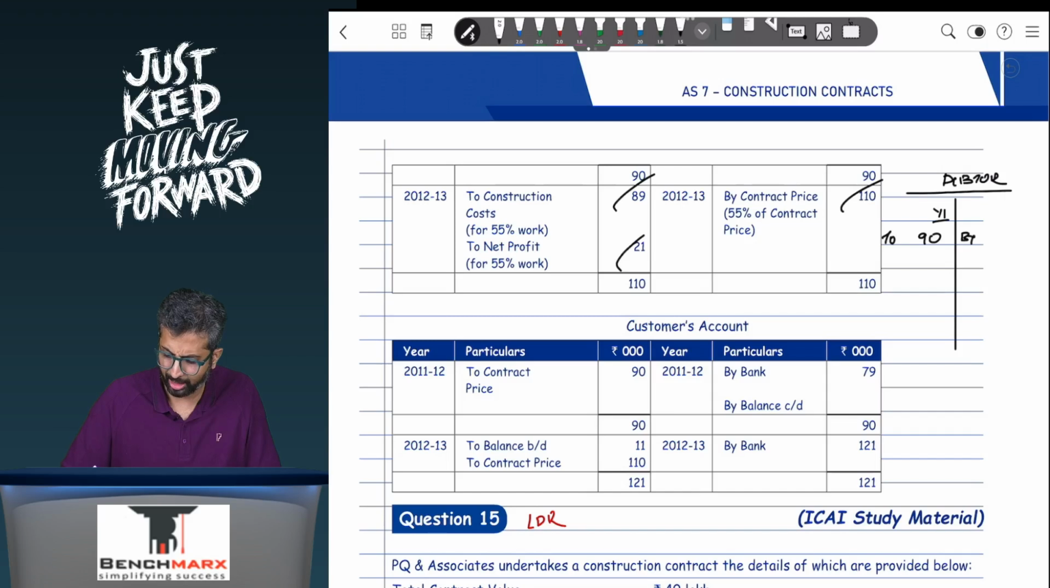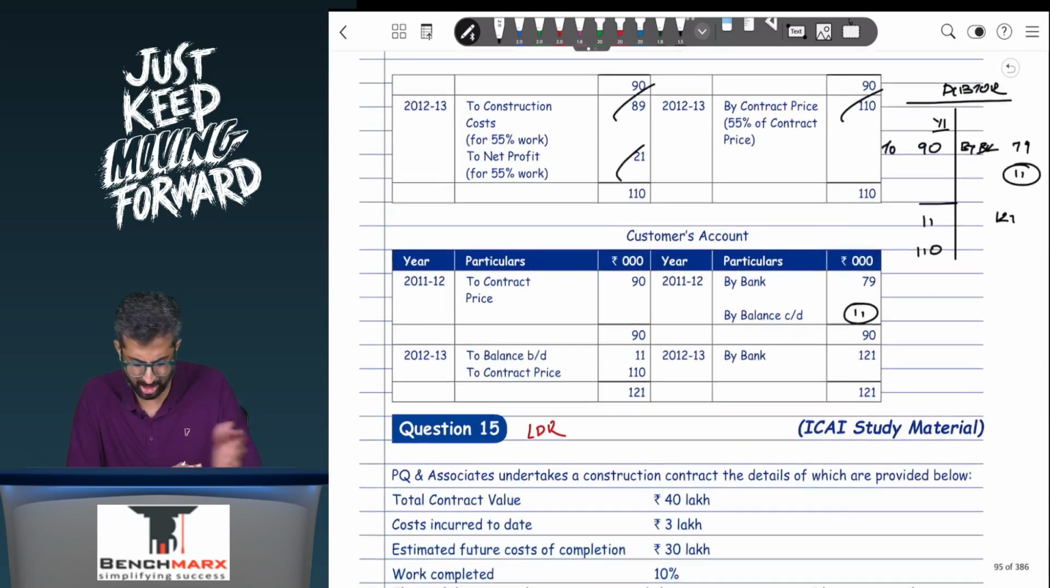But by bank, you have collected money. How much? 79, and hence 11 is the closing balance, which becomes the opening balance of the next year, and a further 110 is recorded as sales. Unless given otherwise, we assume the entire 121 is collected in cash. So over here, there's a balance carried down of 11 that should be there over here, and other than that, the entire money is collected.